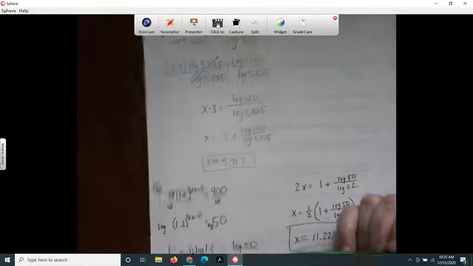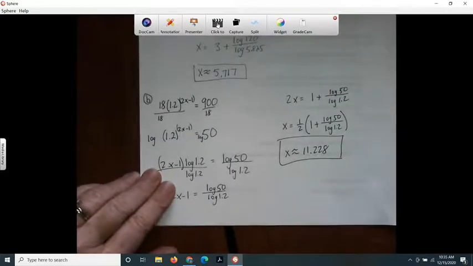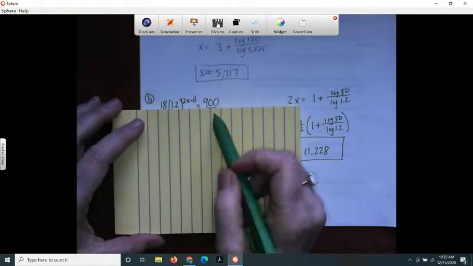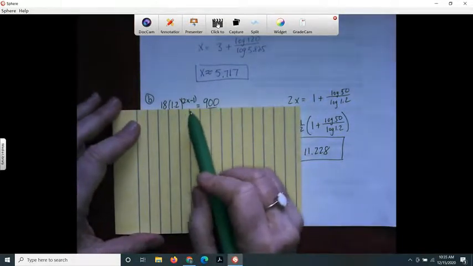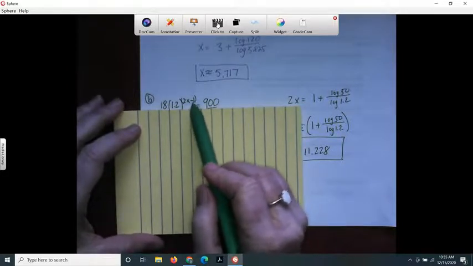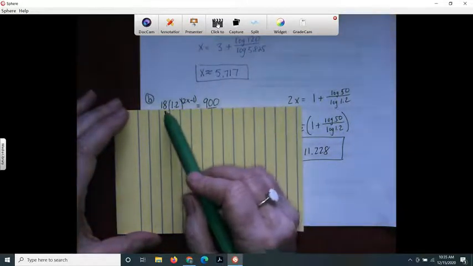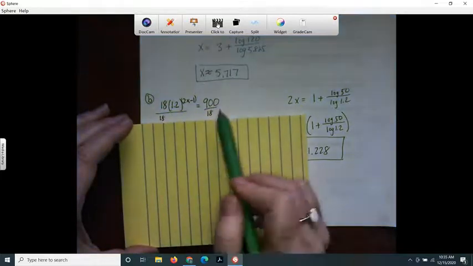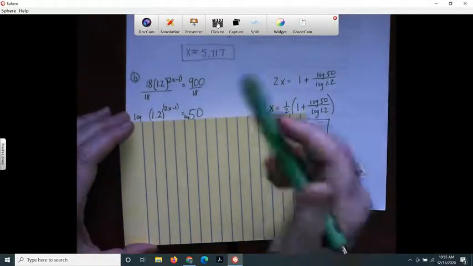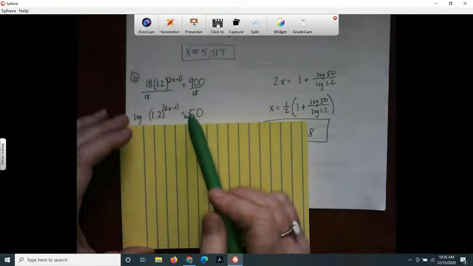Okay, and so the second problem starts out like this. What you want to do is whittle your way down to get that exponent, so you can bring it down. The first thing you want to do is divide both sides by 18. And then I divided it on my calculator and found out that it was actually just 50. And then you're ready to log both sides of the equal sign so that you can bring this exponent down out front.